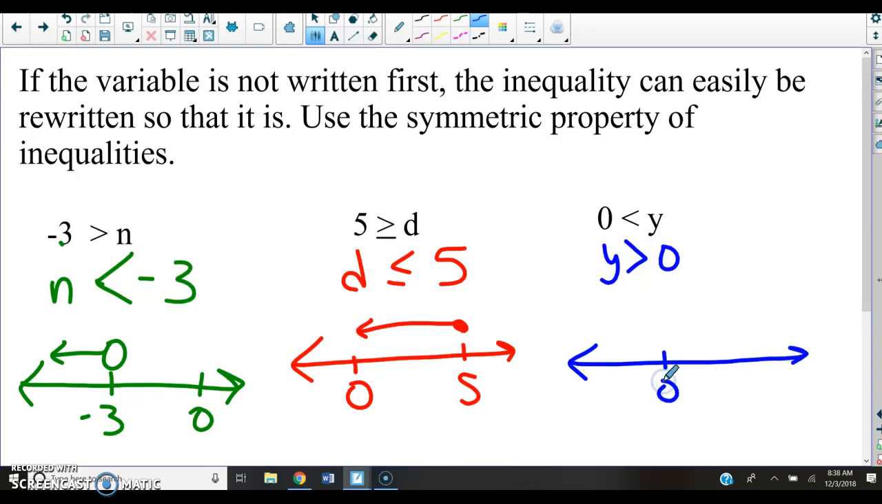Okay, now since there's only 0 on my inequality, I have to choose another number to put on my number line. I just choose a convenient one. I could have made 1, 2. I could have made whatever, but I need the 0 and one other number.